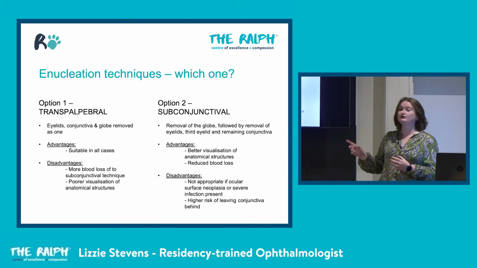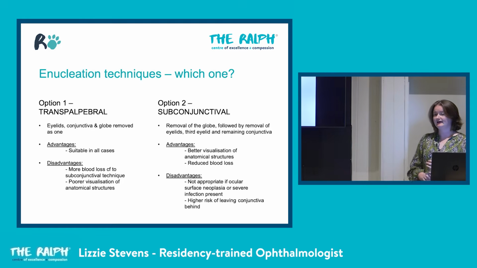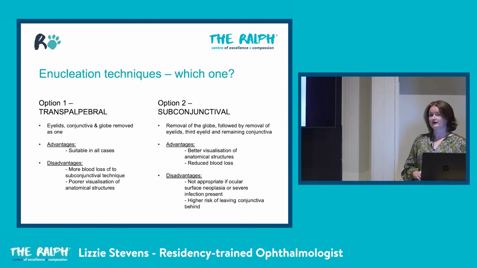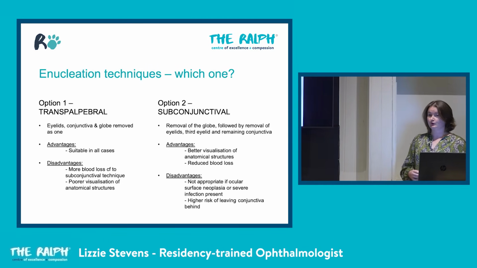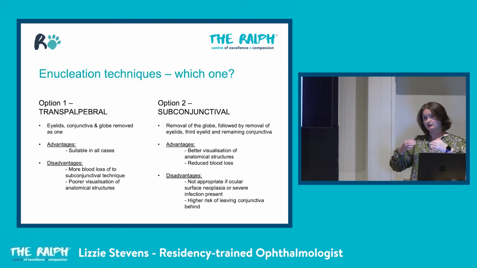We don't tend to use the subconjunctival technique if you are concerned about corneal neoplasia or if you have a really severe infection on the ocular surface. Because when you go through the conjunctiva, you could be introducing those bacteria from the surface of the eye into the retrobulbar space and increasing the risk of an orbital infection afterwards.